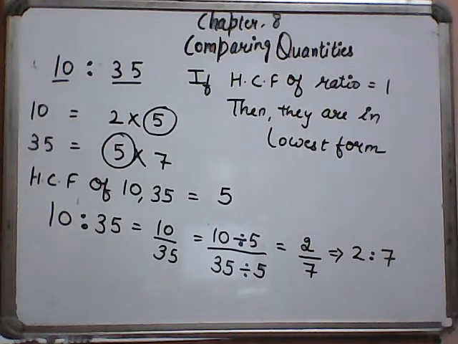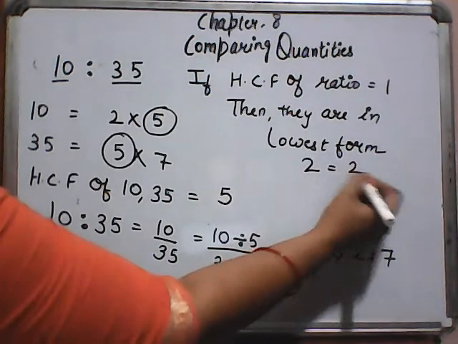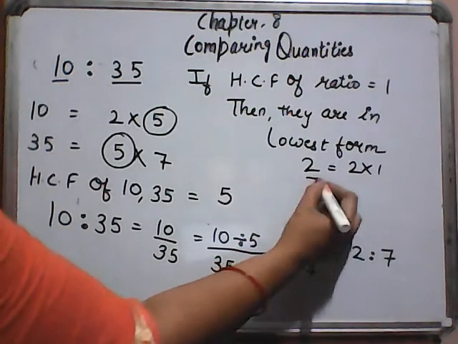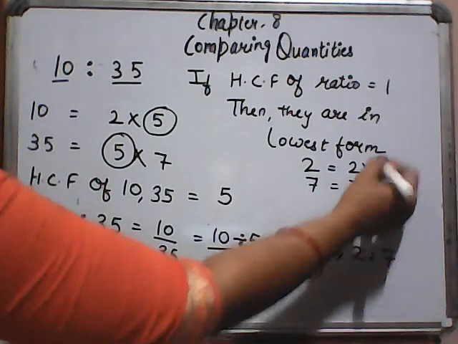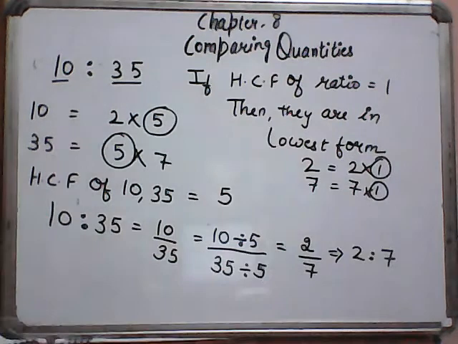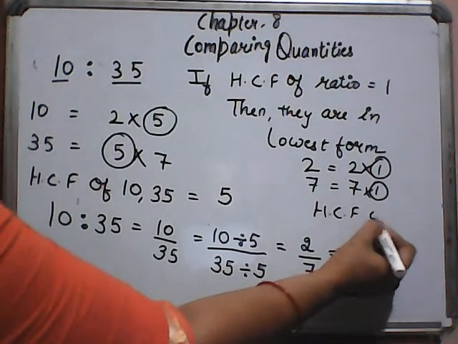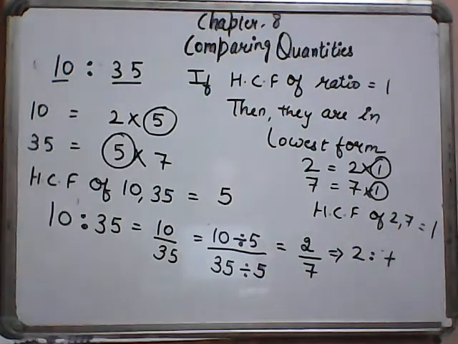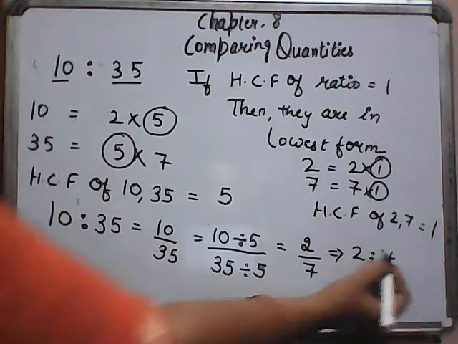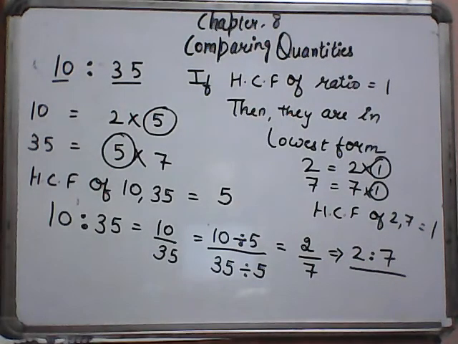2 ratio 7. Now you can find out the HCF. 2 can be written as 2 multiplied by 1. 7 can be written as 7 multiplied by 1. What is the common factor? 1. 1 is also an HCF. HCF of 2 and 7 is 1. So if the HCF of the given ratio is 1, then we can say they are in lowest form. Now 2 ratio 7 is in lowest form.